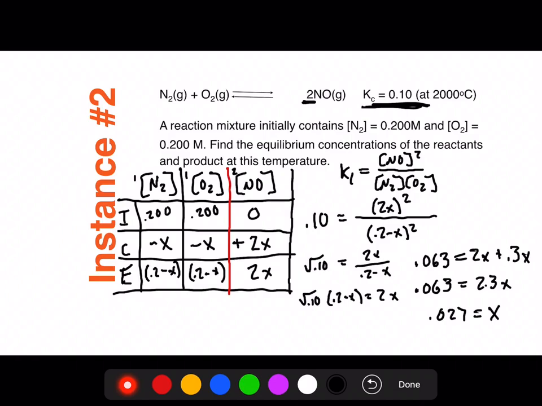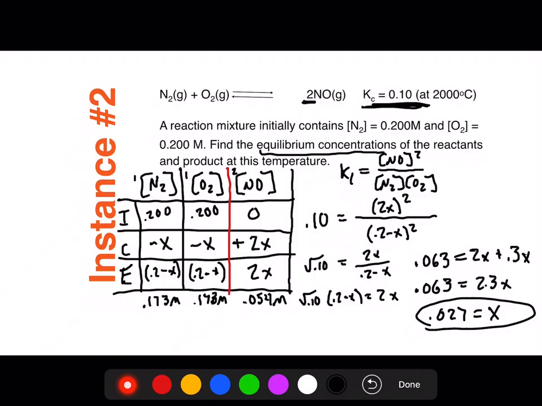Now, keep in mind that this right here is not your answer. We just solved for x. The question wants the equilibrium concentrations. So now you have to plug x back into the equations we had before. So 0.2 minus x is 0.2 minus 0.027, so you get 0.173 for both of these. And then 2x is your 0.054 molar, and those are all in molarity. The K value, of course, doesn't have units because it's a ratio, but molarities do.